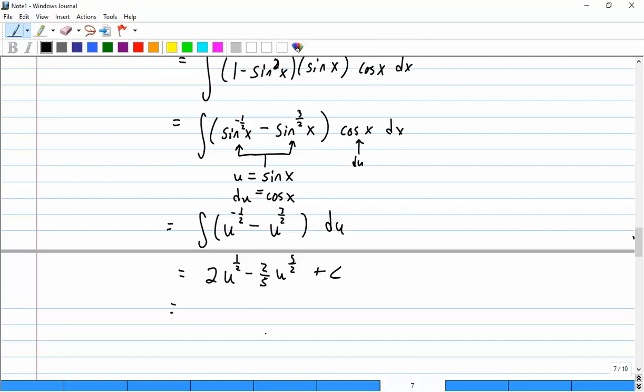The last thing to do is to plug your u back in. And you can make that square root if that helps you, or if that looks better to you, if that's more aesthetically pleasing. I'm fine with you changing that to a square root sign. You could even make that the square root of the sine of x raised to the 5th power if you wanted to. It's a good thing about math. You can write it in a couple different ways.